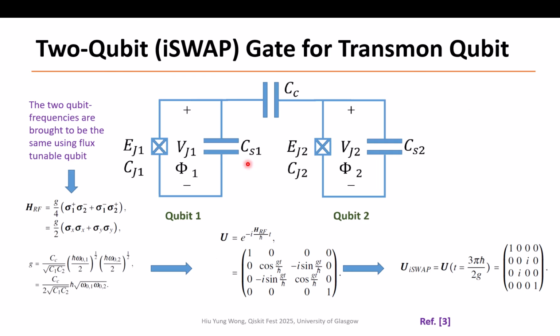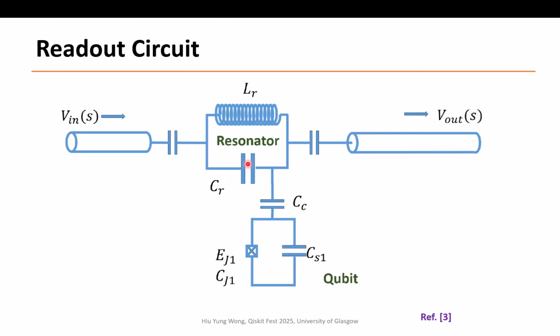So now we have one-qubit gates and two-qubit gates. How do we read the information from the superconducting qubit?